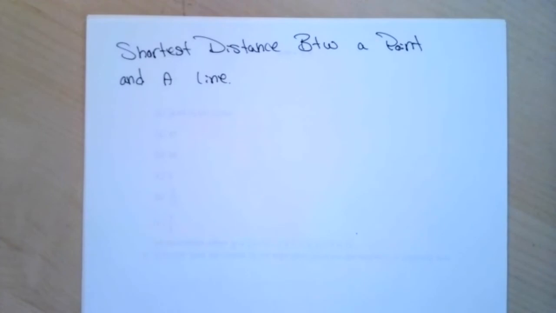So a very common problem that we're going to see in Calc 3 is where we have some sort of geometric object, a line, a surface, a plane, and we have a point outside of that, and we want to know the shortest distance. If we are standing outside a region, we want to know how far away am I from the region? What's the shortest distance I could walk to get to that region?